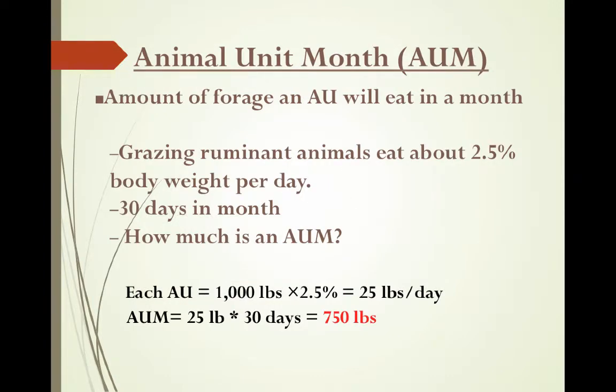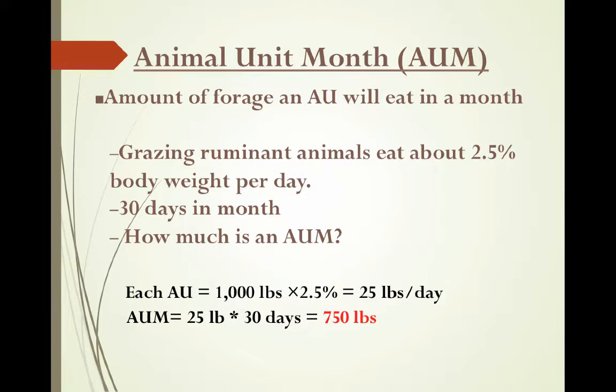So an animal unit month, or an AUM, is a term that you're going to hear a lot. It refers to the amount of forage that an animal unit will eat in a month. And if we were to calculate this out pretty easily, a grazing ruminant animal eats about 2.5% of their body weight per day in dry matter.